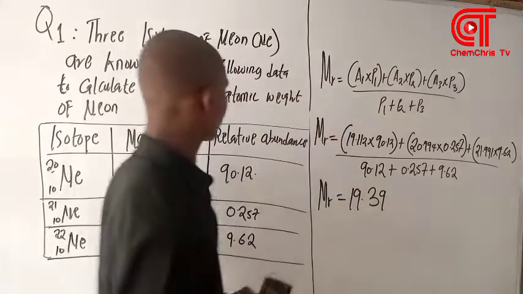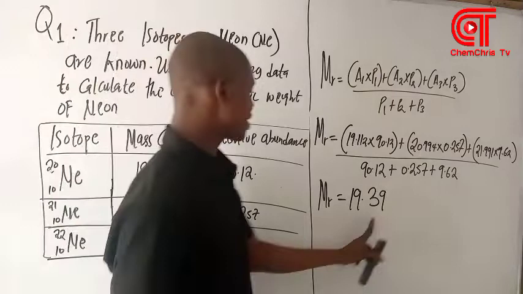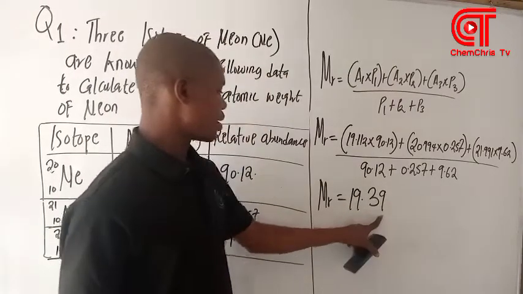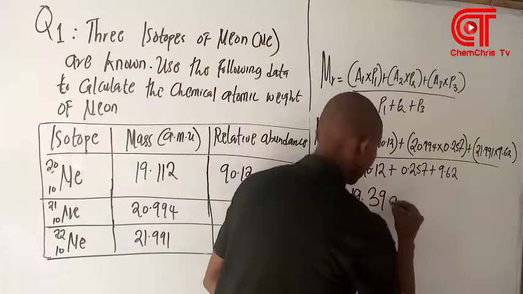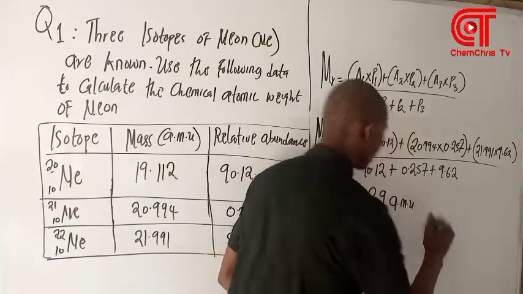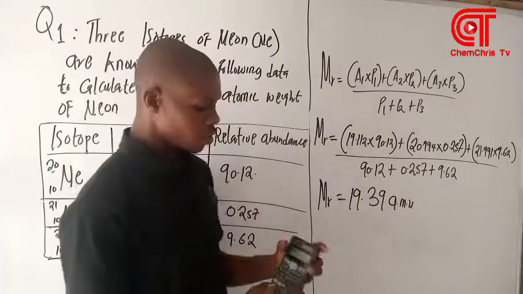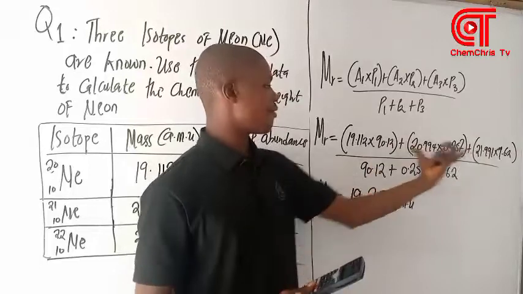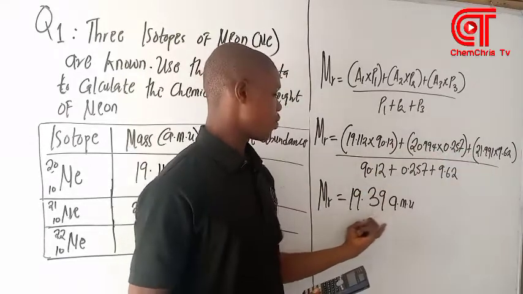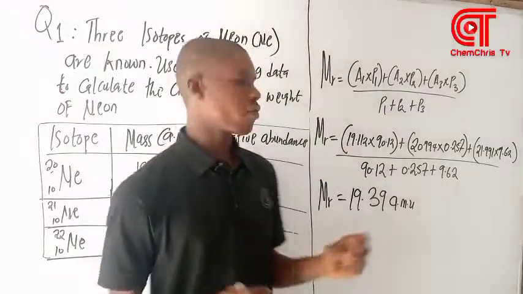19.3. So that is the answer. The unit is going to be what? Atomic mass units. So with the help of your calculator, you can punch your values there and get your answer at once. So this is how to solve the question.